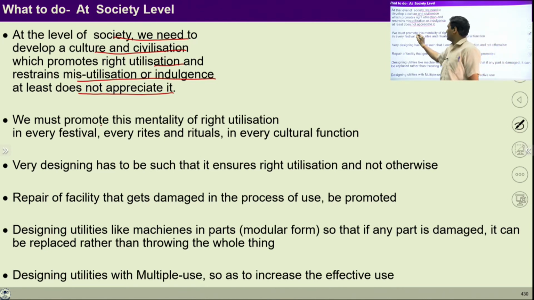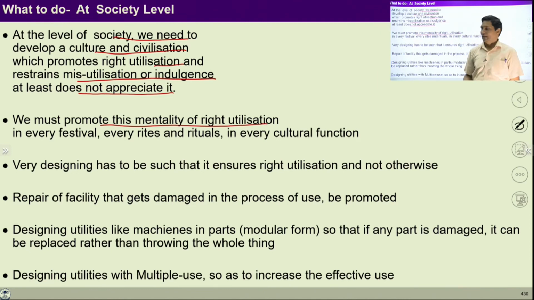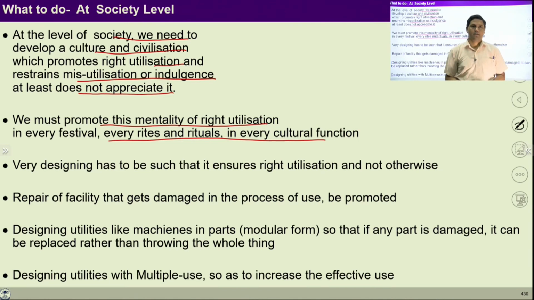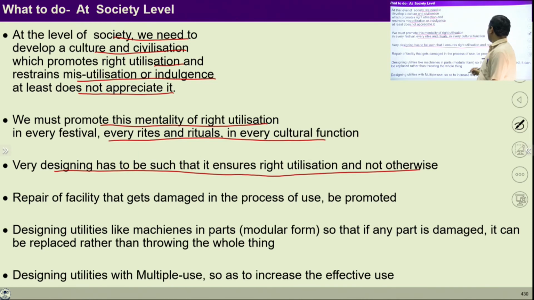So we must promote this mentality of right utilization in every festival, every rite, ritual, and cultural function. In our society, there are many festivals, rites, rituals and cultural functions many times in a year. If we promote this mentality of right utilization, then it is going to change our civilization. It is going to change our culture, where people would be able to right utilize the things. Then the very designing has to be such that it ensures right utilization and not otherwise.